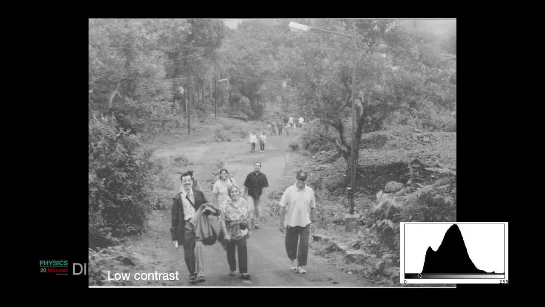It has missed very dark regions. There are no distinct very dark regions. There are very few, apart from this person's t-shirt and maybe some persons here, apart from these very few, the brighter section is missing. And this is again a low contrast image. Nothing is very bright, nothing is very dark. Everything is accumulated in the middle.